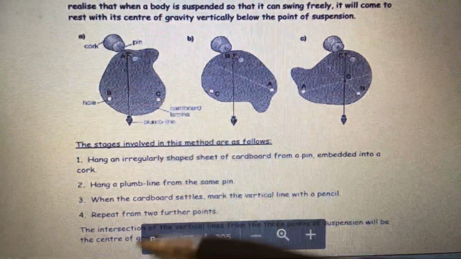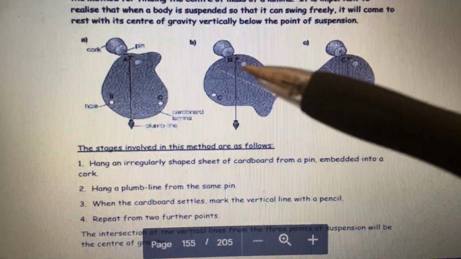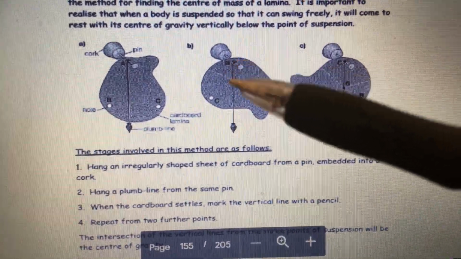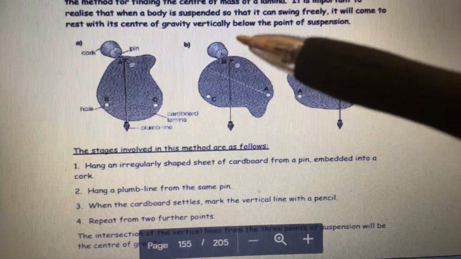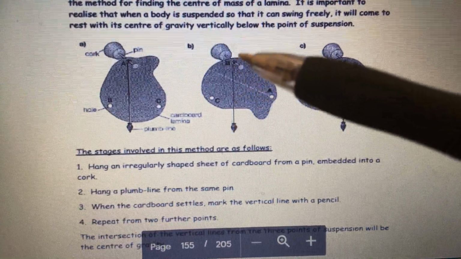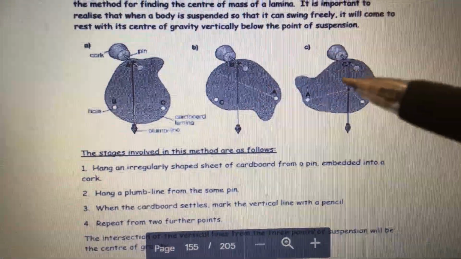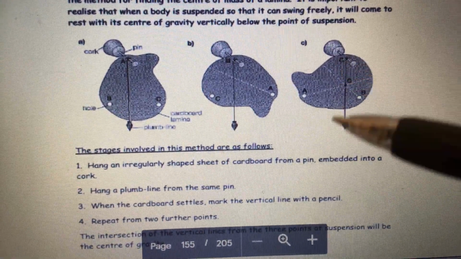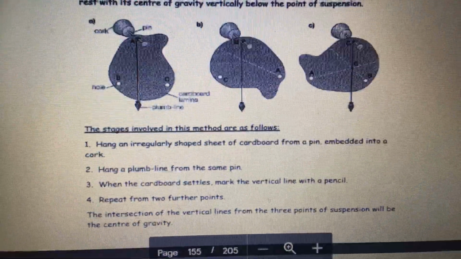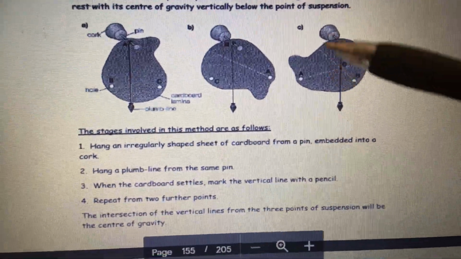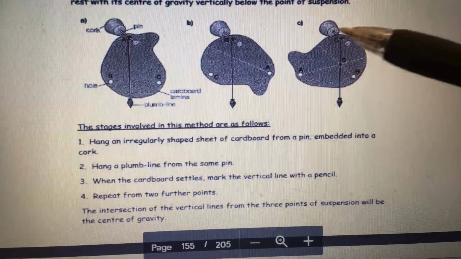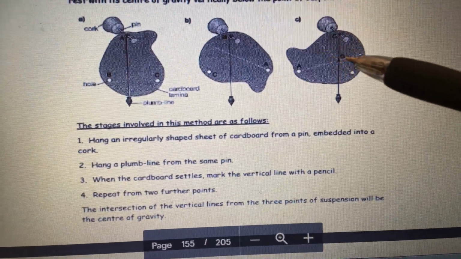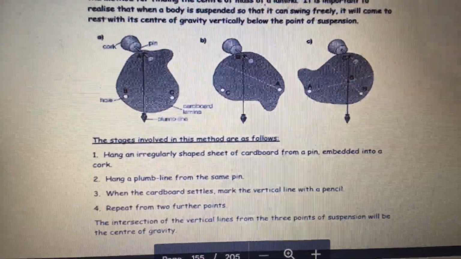And then when you've got that done, repeat from 2 other points. So now you put the hole B on the pin, and draw a line where the string falls along the shape, and then put hole C on the pin and draw another line where the string falls along the shape. The intersection of the vertical lines from the 3 points of suspension will be the centre of gravity. So where those lines meet, that's the centre of gravity for that shape.